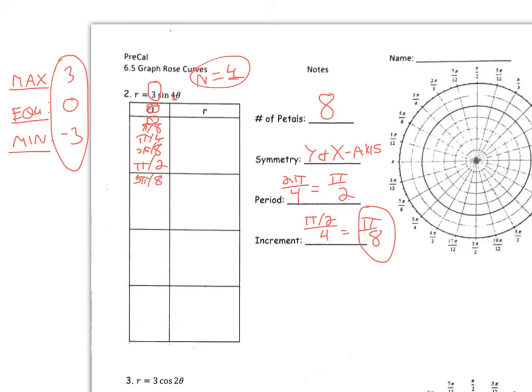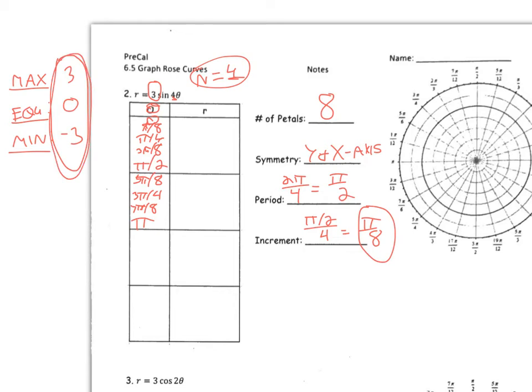Again, this is probably the hardest part, dealing with the fractions. Add pi over 8 to that, we're going to get 6 pi over 8, which is 3 pi over 4. And then we're going to get 7 pi over 8. And then we're going to get pi. Alright. Now let's just leave it right there. That's the hardest part. This is going to be the easy part.